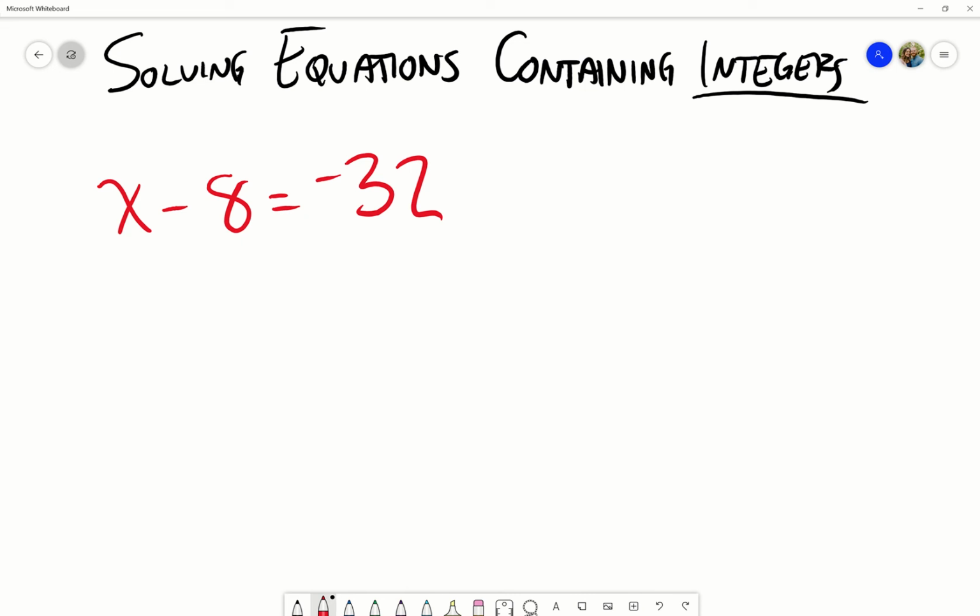All right, just because there's a negative doesn't mean things change. Things are going to stay exactly the same. We're going to follow the same pattern. We just want to now combine our values, and some of them might be negative. So here we're going to add 8 to cancel this side out. If we do something over here, we have to do the same thing over here. We will add 8 as well. And now we have a problem that says negative 32 plus 8.